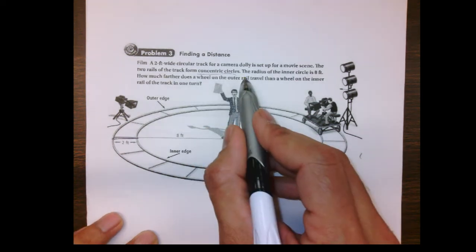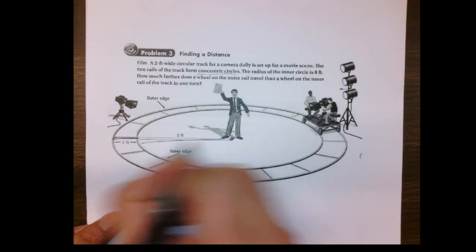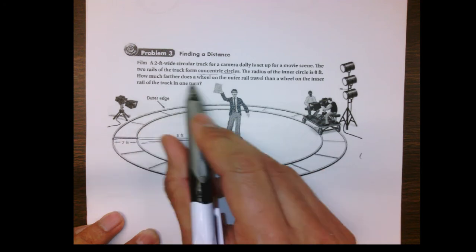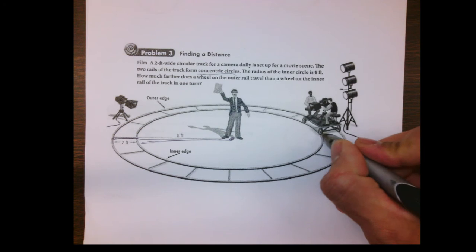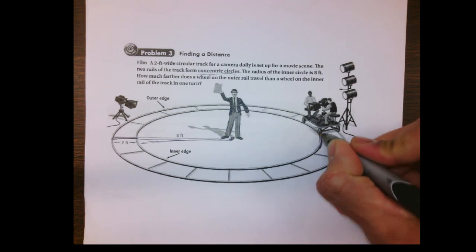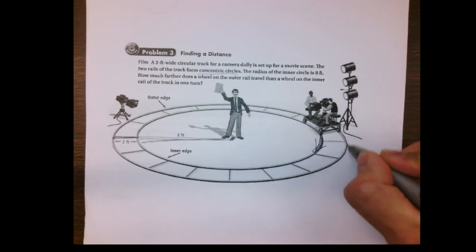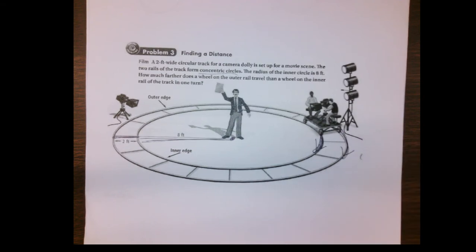Okay, the radius of the inner circle is 8 feet. So, how much farther does a wheel on the outer rail travel than a wheel on the inner rail? So it's basically this wheel right here. How far is this one traveling versus, say, this one all the way out here? So if you want to pause and come back, do it.